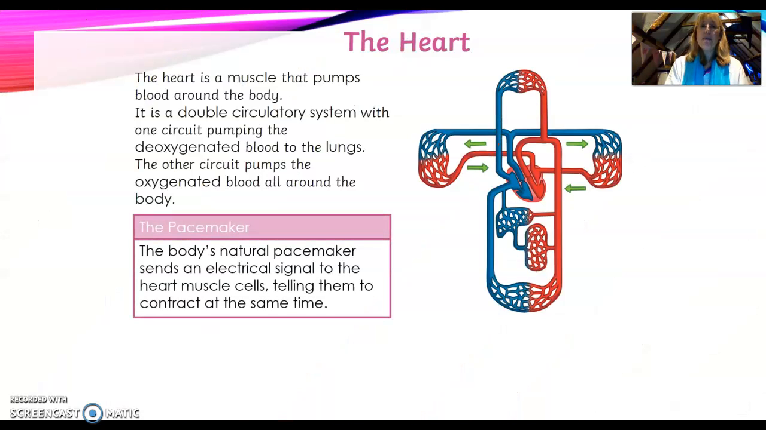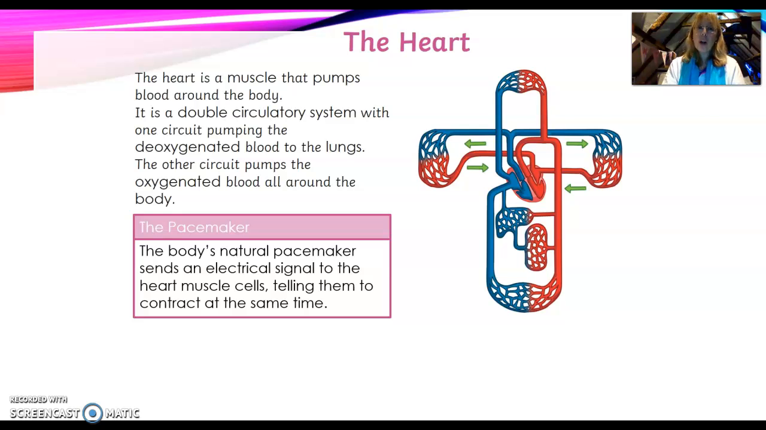Okay, so just a reminder that actually there is a natural pacemaker that sends signals into the heart muscles telling them to contract at the same time. So that's why while I'm describing one section at a time, both ventricles contract at the same time. So the contraction moves from the bottom up, closing up the ventricle, pushing it up through the blood vessels to the body or to the lungs.